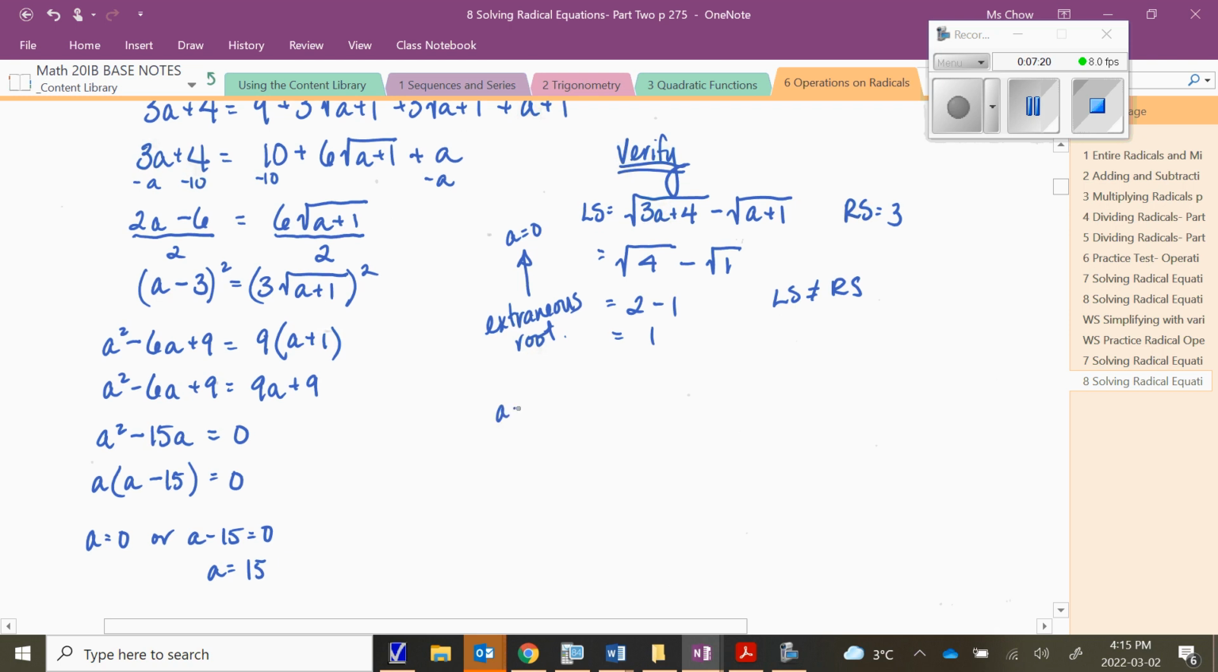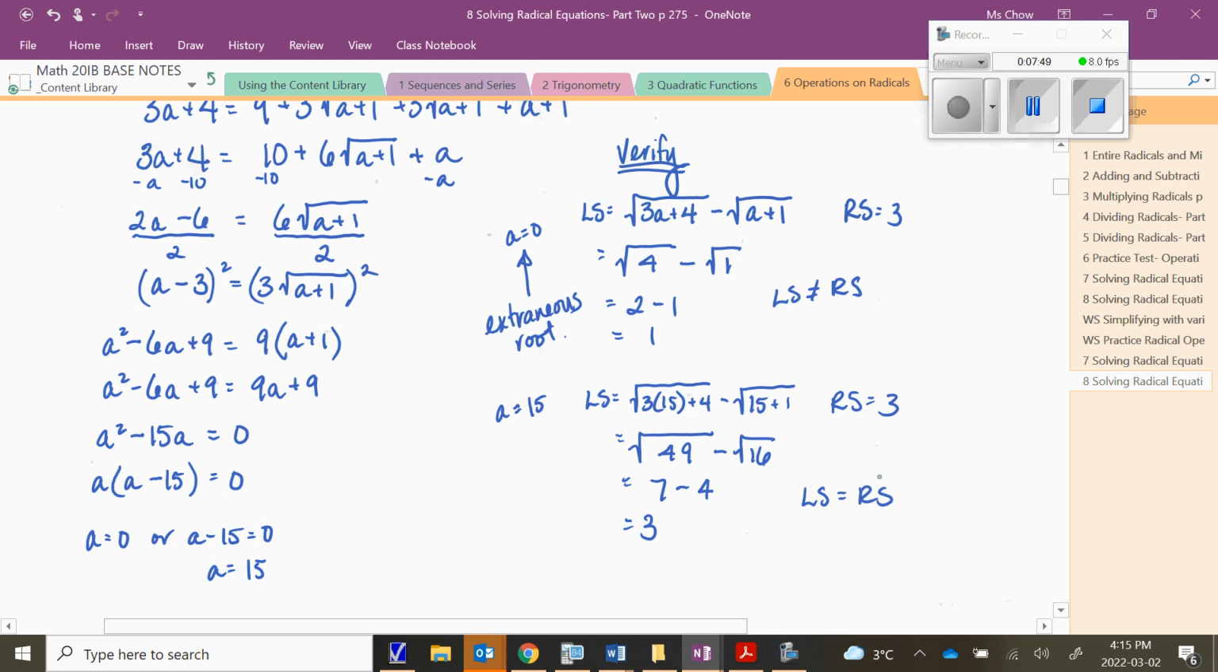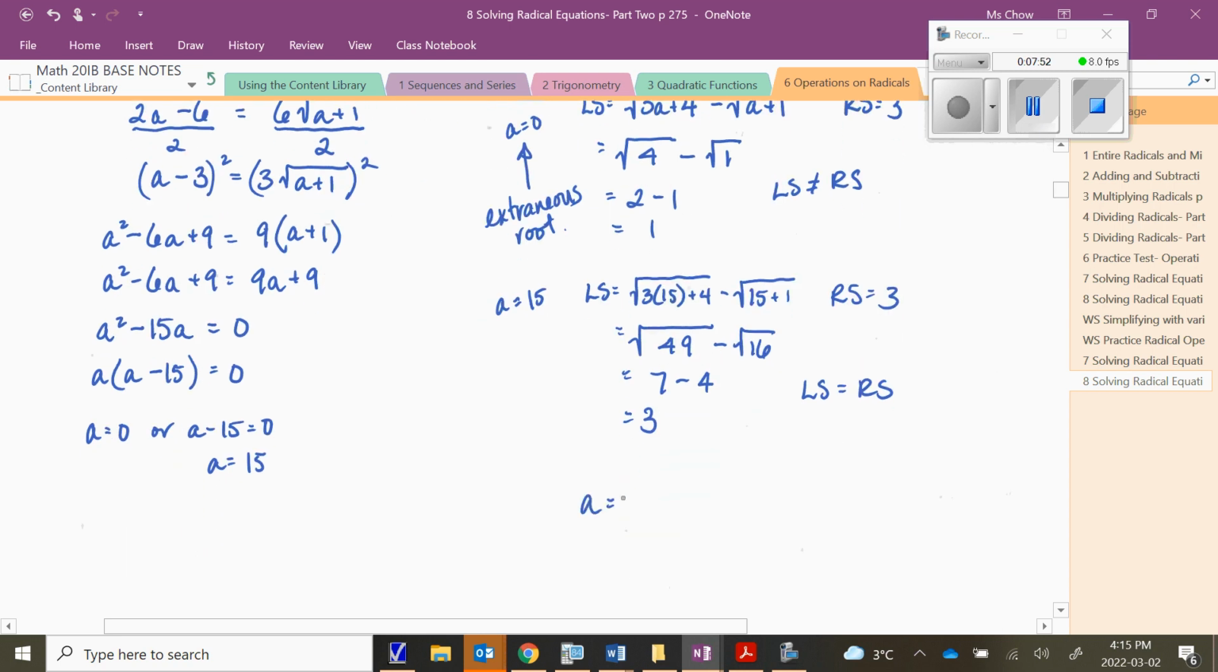So let's try a equals 15. So left side is the square root of 3 times 15 plus 4 minus the square root of 15 plus 1. So that is 45 plus 4, 49, minus root 16. So 7 minus 4 is 3. That looks good because our right side is also 3. So left side equals the right side. So in fact, our solution is a equals 15.